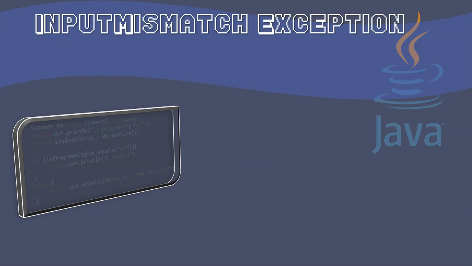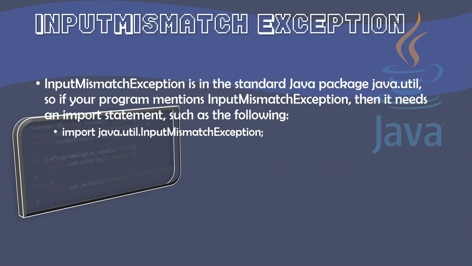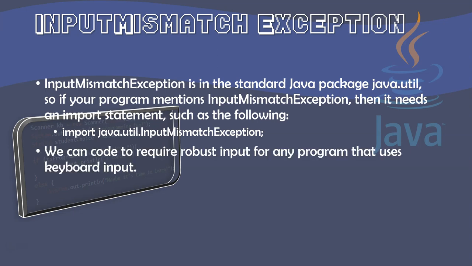When we look at the input mismatch exception, the first thing to understand is that it's in the standard Java package java.util, just like our Scanner class is part of java.util. So if the program mentions an input mismatch exception, then it needs an import statement such as import java.util.InputMismatchException. Now we can code to require robust input for any program that uses keyboard input. We can start validating our inputs, making sure we're getting correct inputs, or sanitizing out inputs that would be invalid.